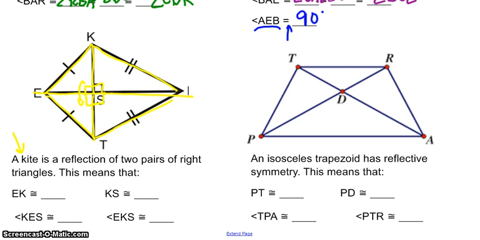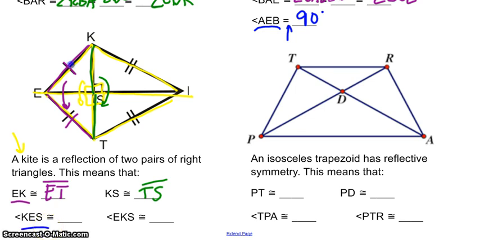Let's answer some questions. EK right here, well, that will be congruent to ET, again, by reflection. ET, don't forget the line on top. KS, this part of this diagonal will be congruent to, let's see, I would say TS, right there, again, by reflection. Let's get into some angles here.